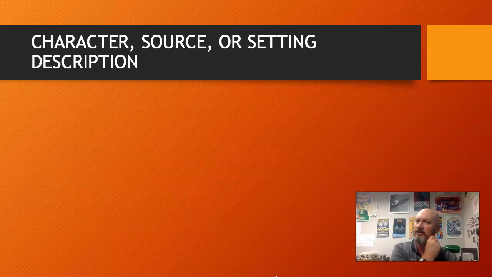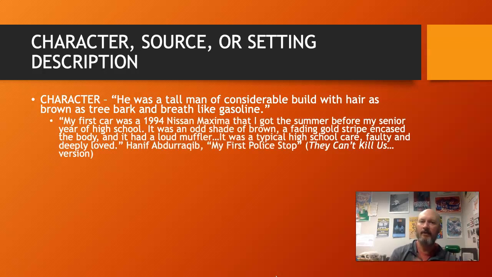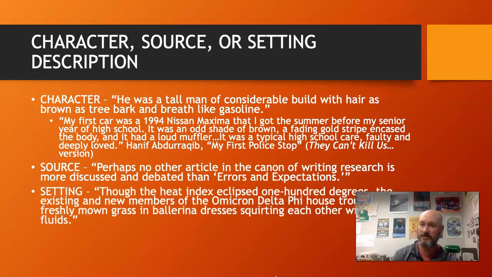Let's start off with a character source or a setting description. He was a tall man of considerable build with hair as brown as tree bark and breath like gasoline. You know, that's where we're describing what someone looked like. We read an essay in my 1101 class by Hanif Abdul Rakib in which he describes his car as if it's a character. This will be one of the examples that's on that slide. We have a description of a source. We have a description of a setting.